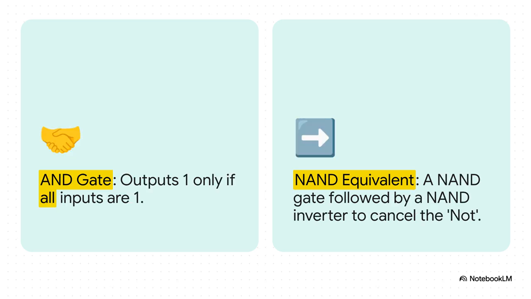Okay, next up, the AND gate. Now, think about the name. NAND is literally not AND. So, to get back to a regular AND gate, what do we have to do? We just have to cancel out that NOT part. And we do that using an inverter. And since we just learned how to make an inverter out of a NAND gate, we just stick one on the end. The first NAND does its not AND thing, and the second one, acting as an inverter, flips that result right back. Boom, you've got a perfect AND gate.